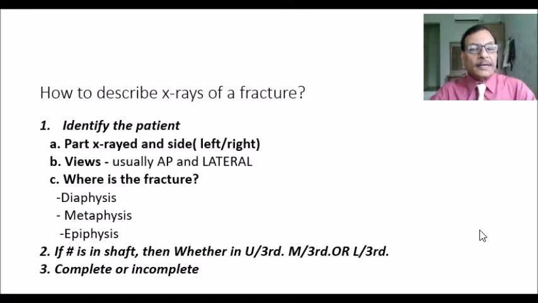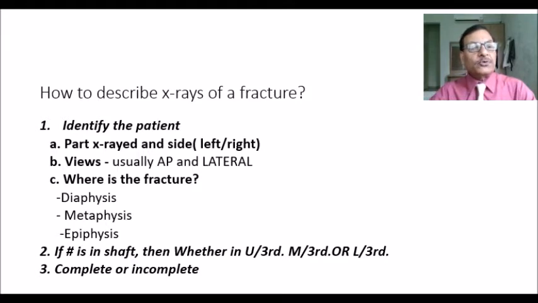How to describe? First, one must identify the patient on the X-ray. If it is all there, good; if not, then there is no problem. Go ahead with the second part, which is what is X-rayed and the side, whether it is the left side of the bone or the right side of the bone, and which part. And then you have to tell the views, whether it's AP or lateral. Usually AP and lateral views are good enough and usually done in orthopedics.